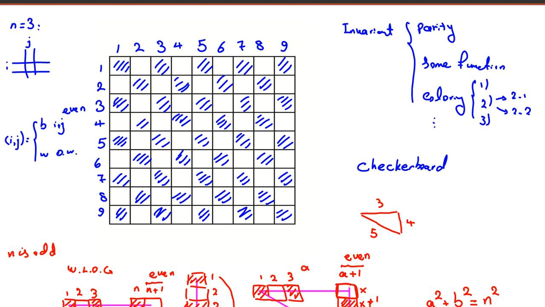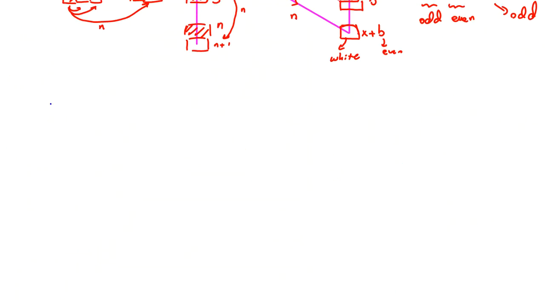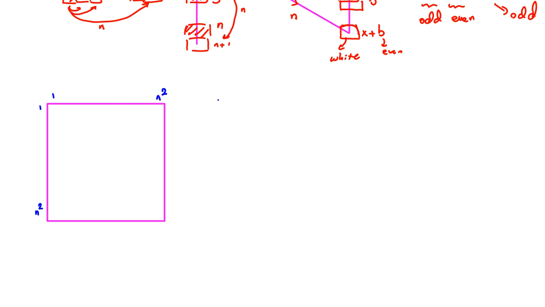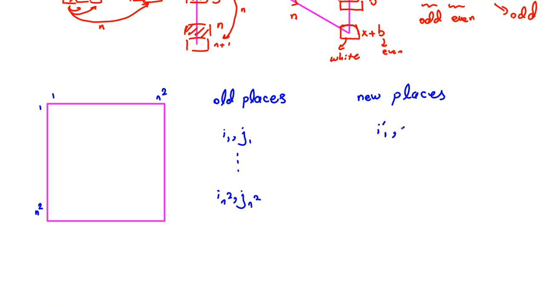Okay, so let's consider n squared. You have a table, 1 to n squared by 1 to n squared. Suppose the old places, or old squares, are (i1, j1) up to (i_{n squared}, j_{n squared}). Now suppose the new places, when we move them, are (i prime 1, j prime 1) up to (i prime n squared, j prime n squared).